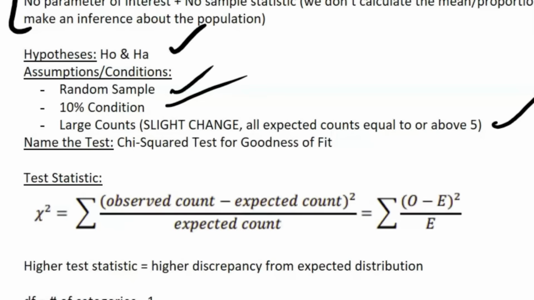I don't know why that is. I mean, whoever created the AP Stats curriculum or whoever invented statistics, you can ask them. The name of the statistics is chi-squared test for goodness of fit.